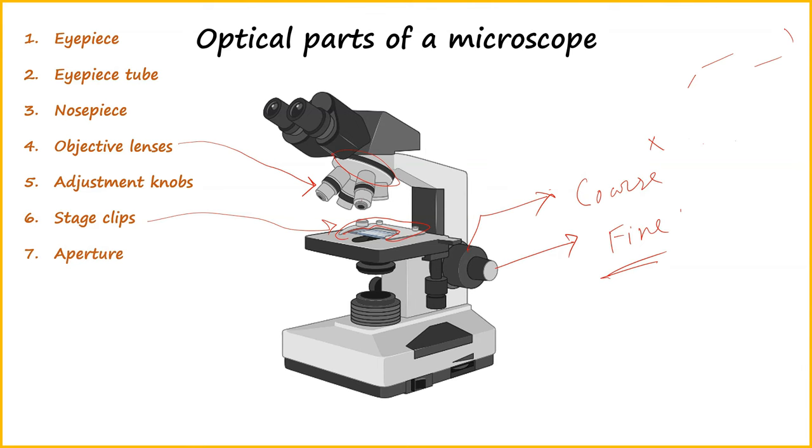Now come to the next part, aperture. What is aperture? In this portion you can see a hole is present, and this portion is called aperture. It is a hole in the stage which is located below the objective lens. Through the aperture, the base light reaches the stage. This hole basically allows the light to pass. Here the light comes through this hole.